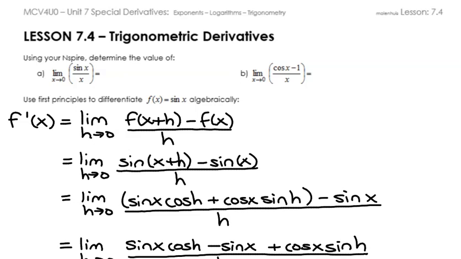This is lesson 7.4 and we're in our last section of special derivatives, which is trig derivatives. In this video I'm going to teach you how to do the derivative of sine and cos.